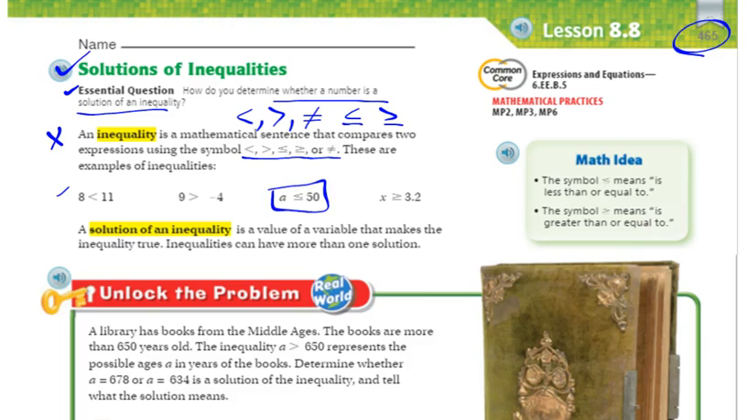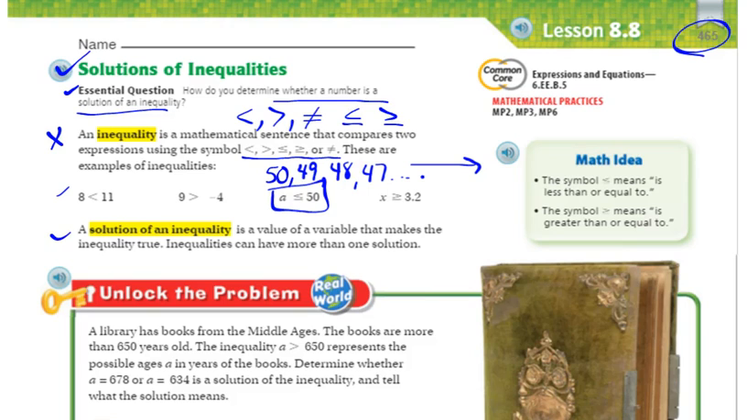So if I'm trying to think of some values that would make this inequality statement true, I would want to find any number that is less than or equal to 50. So, since it has the equal to piece, 50 would make this a true statement because 50 is equal to 50. 49 would make this a true statement because 49 is less than. 48 would be true. 47 would be true, on forever and ever. Because anything that is less than that 50 also makes it true. So those are all potential solutions for that inequality.